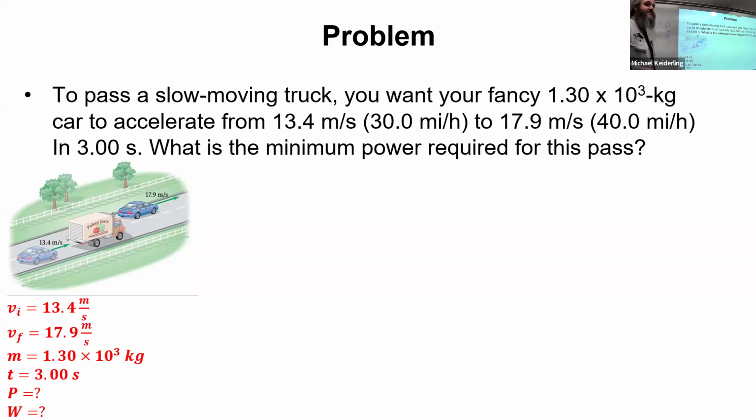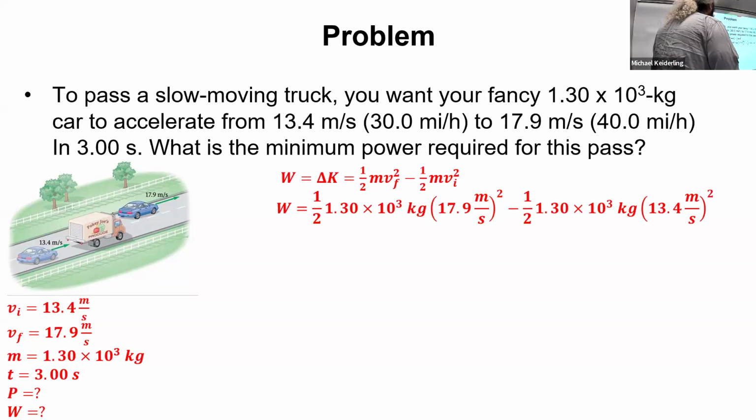To find the power, we're going to need to know what the work is, because power is work over time. We know time, but we need work. So work is change in kinetic energy. That's 1/2 m v final squared minus 1/2 m v initial squared.